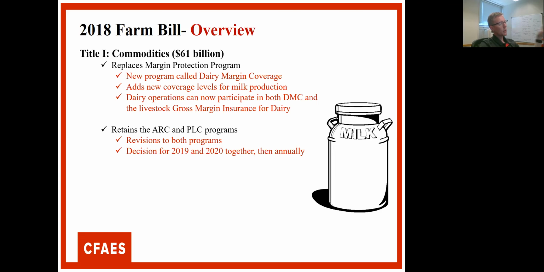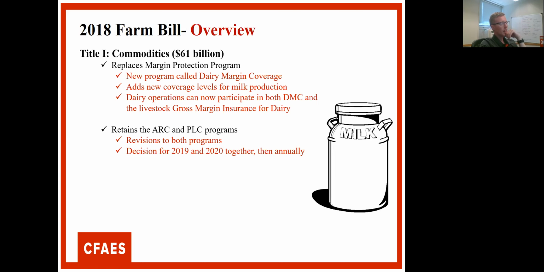The commodity title retained both the ARC and PLC programs. It did make a few revisions to both programs, but again, kept the same nuts and bolts to the programs. A big change was, and I've mentioned this previously, that you don't have to make one 5-year decision. You get to make a decision in '19 for crop years 2019 and 2020, and then annually after that. And so this is a change that commodity groups have been advocating for a long time, to allow a decision annually. It'll be something that you'll have to take active management to make the best decision for your operation every year to mitigate risk, not just thinking about revenue, but to think about what's going to cause me risk of failure if something comes up.